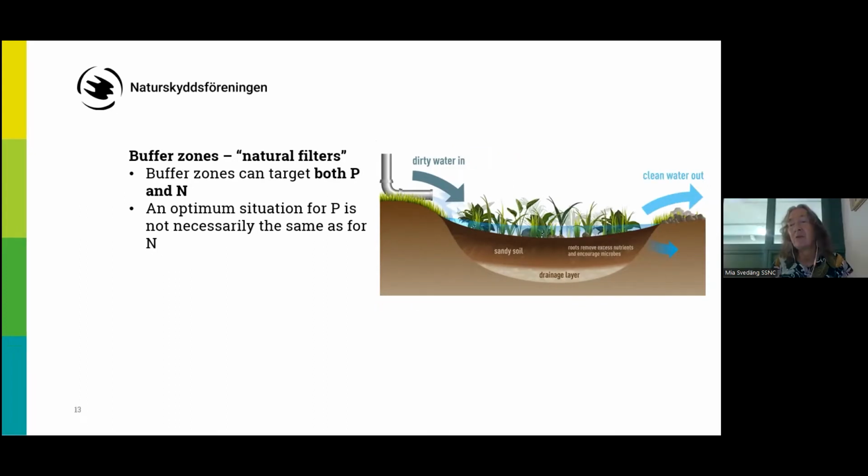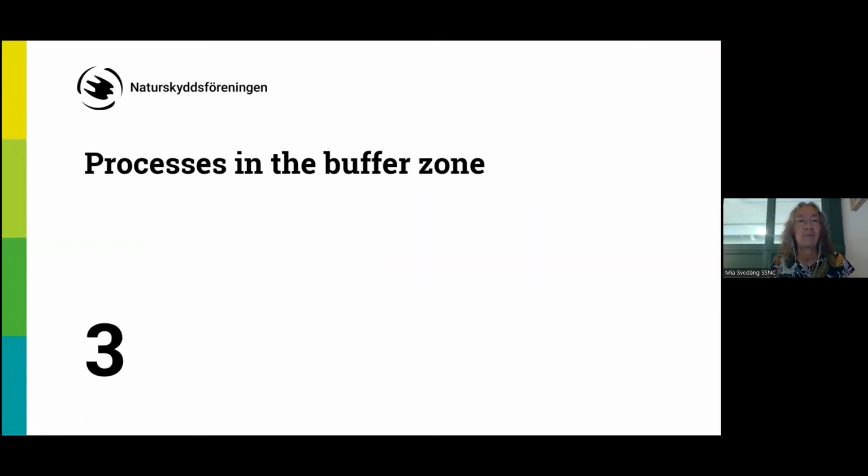And it's important to remember that an optimum situation for targeting, for instance, phosphorus is not necessarily the same as for targeting nitrogen. So you might want to prepare different types of buffer zones regarding different types of runoff or different types of pollutions. I will say a few words about the different processes in the buffer zone.